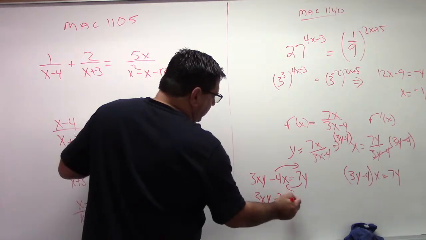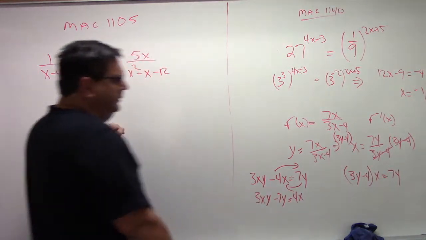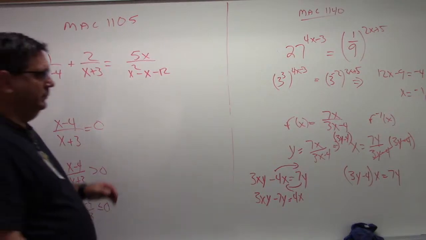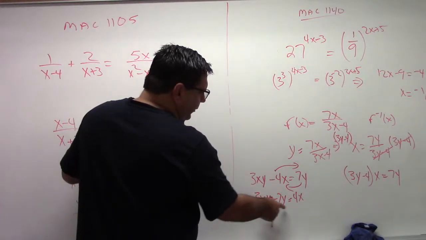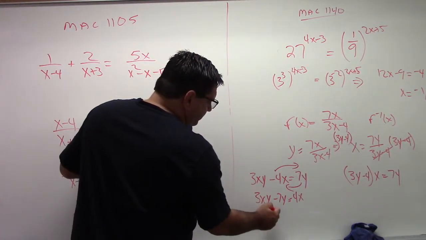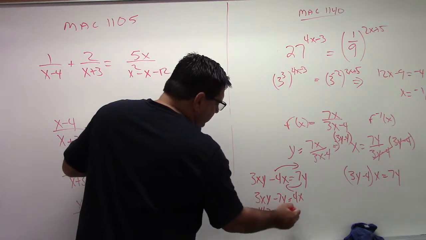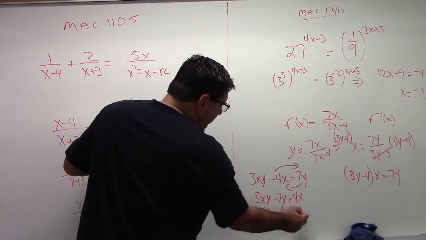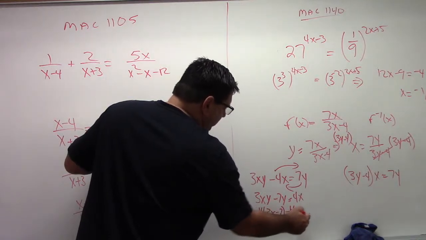3xy minus 7y equals 4x. Now I've got the y's on the same side, so how do I solve? So we're solving for y though, right? So we got to factor the y. 3x minus 7 equals 4x. Divide by 3x minus 7, divide by 3x minus 7.